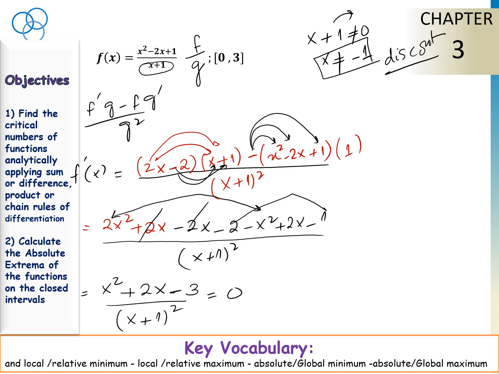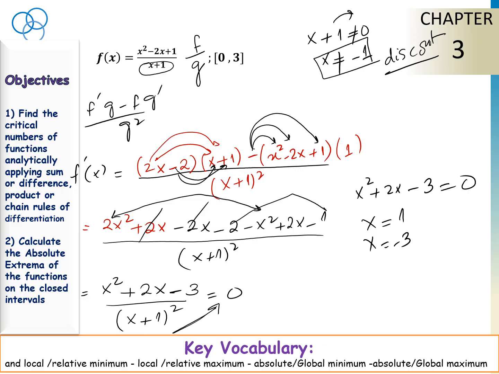Set the equation equal to 0. The denominator multiplied by 0 is 0 and it is a discontinuity. So only set the numerator equal to 0. It's a quadratic function. Go to the calculator to factor it. Mode 5, 3 and you will get x equals 1 and x equals negative 3.